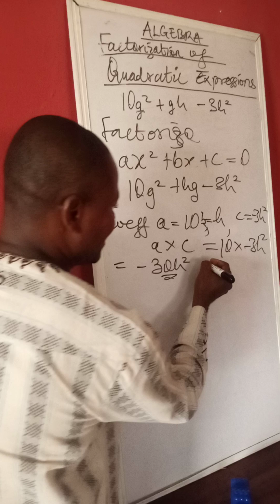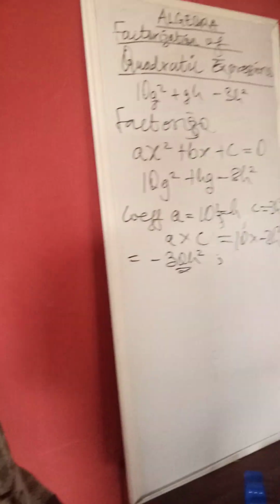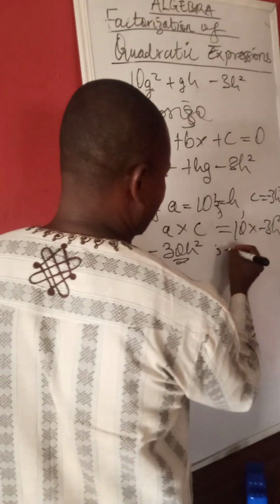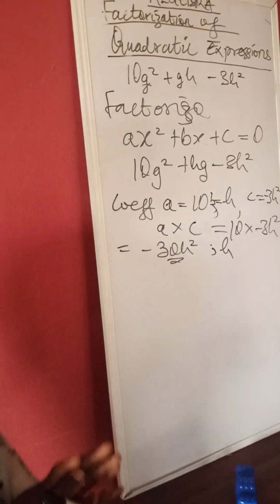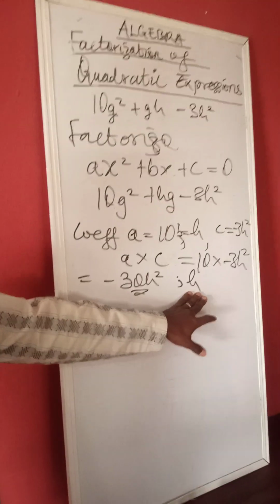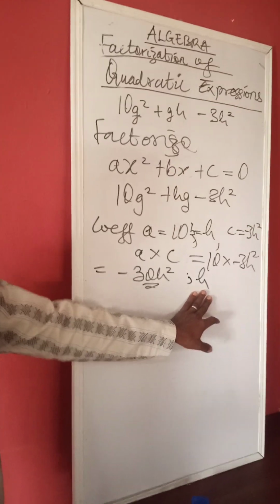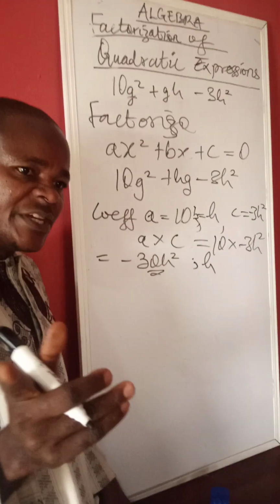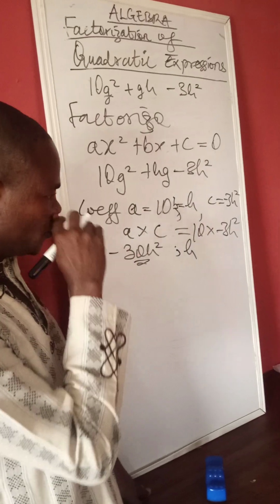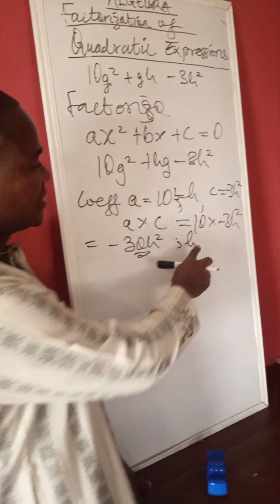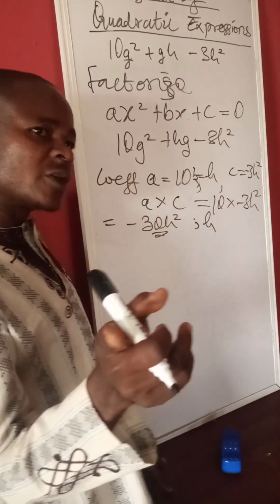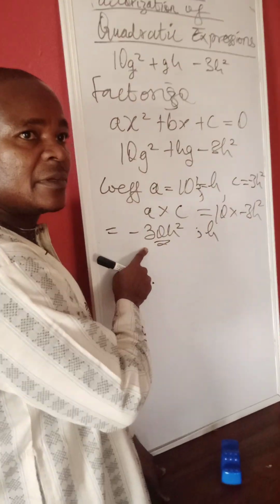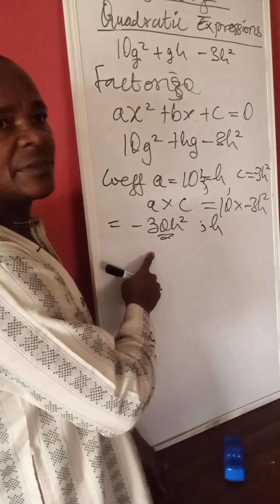Remember too that the coefficient of the second term, like I said earlier, is H. So I'm quickly looking for two numbers whose sum will give me H and whose product will give me minus 30H squared. Put in the form I put it before, two numbers whose sum will give me the coefficient of the second term and whose product will also be equal to the product of the coefficient of the first term and the coefficient of the last term, A times C.